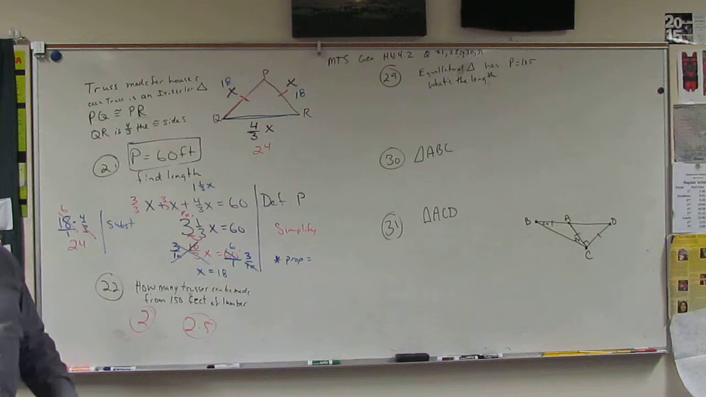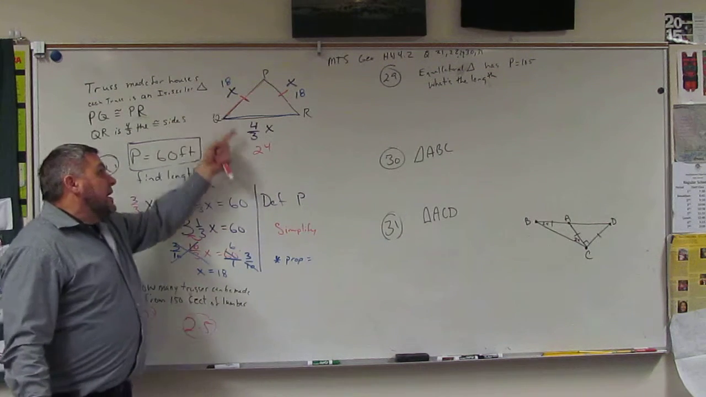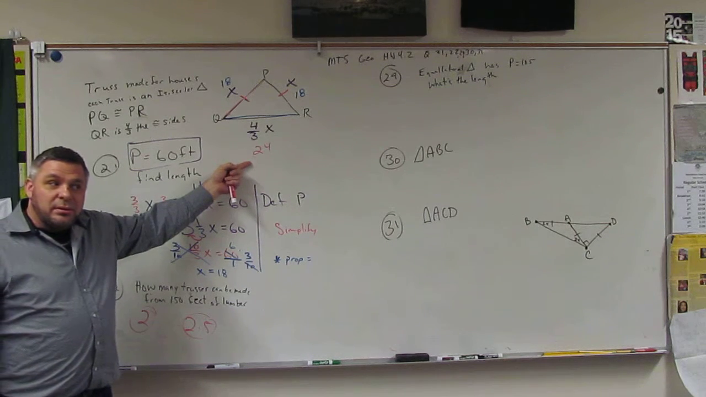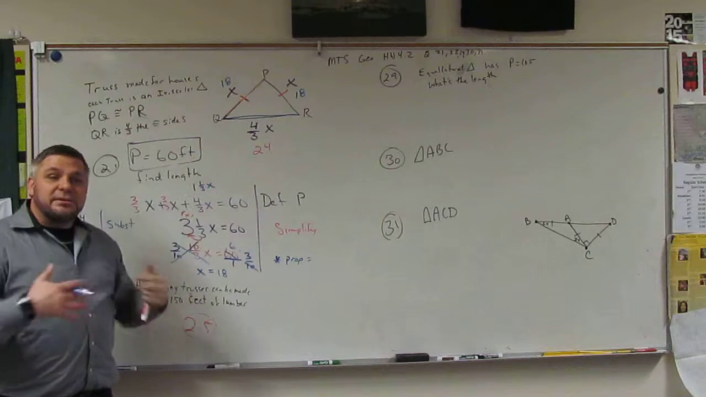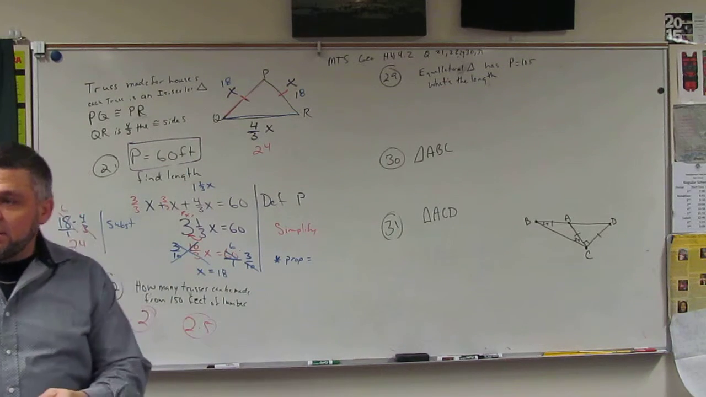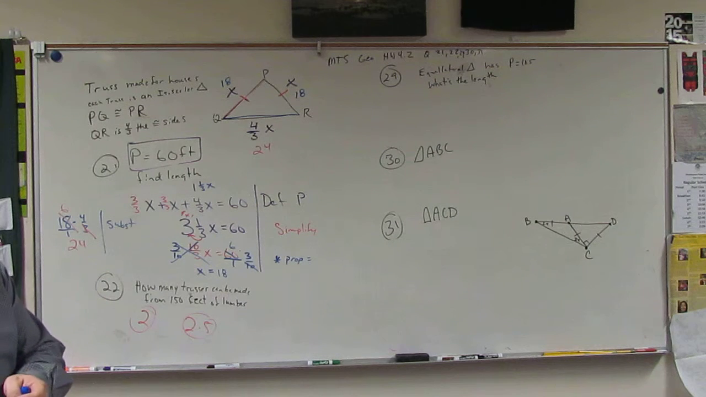So then you might want to order different size pieces, right? If you know these are 18 and these are 24, you could start ordering 18-foot pieces and 24-foot pieces. Okay? Does that make sense?